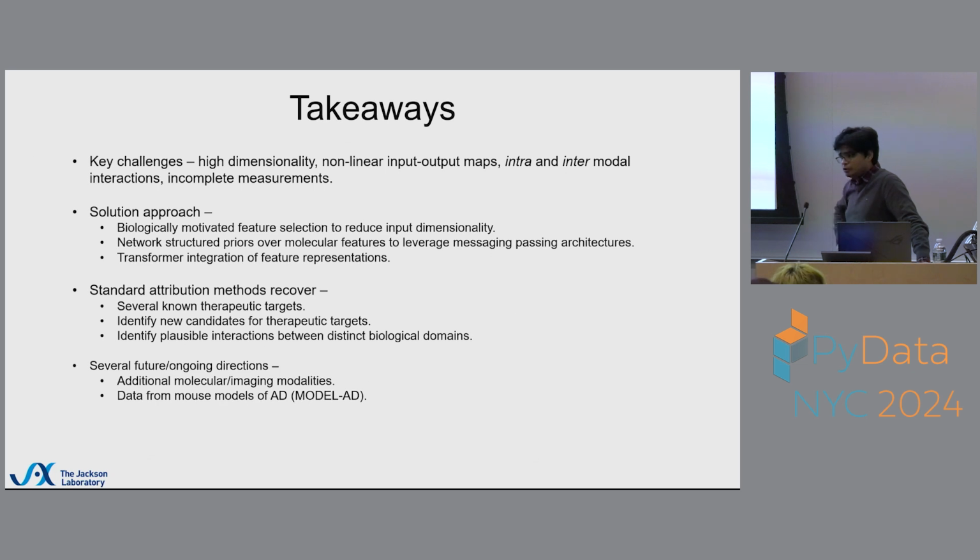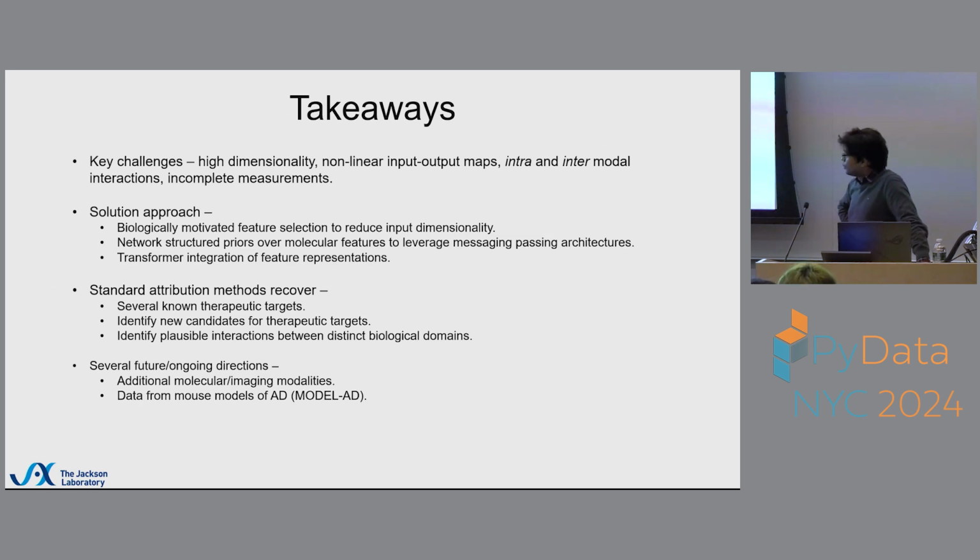Separate from the graph neural networks and the molecular data, we also do imaging work. We haven't yet fused those two modalities together, so that's something that we're still working on. We're also working on adding new molecular modalities within the ROSMAP study. We're also working on clinical research.